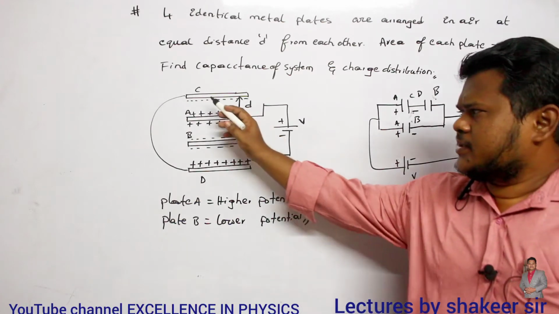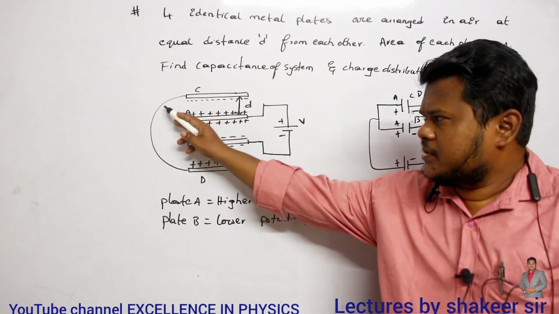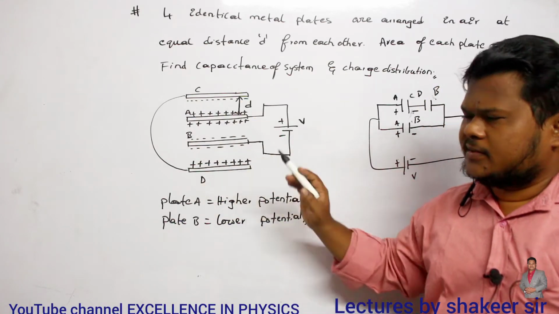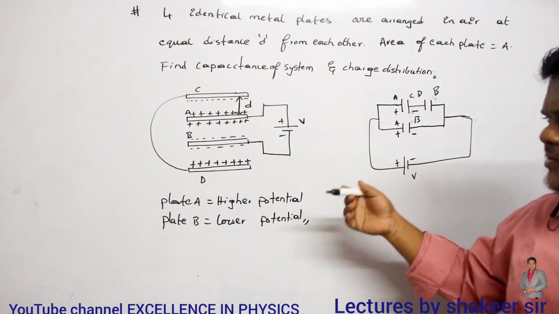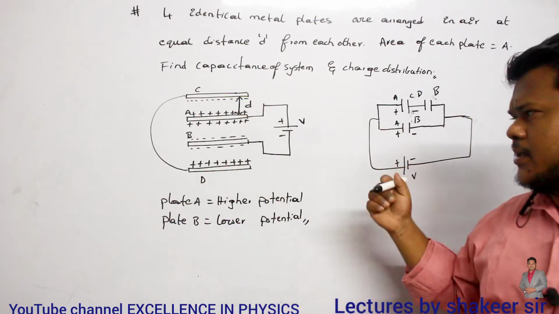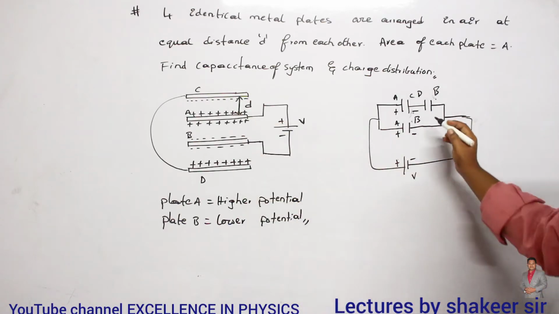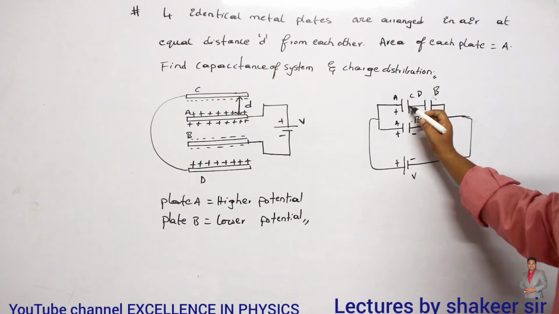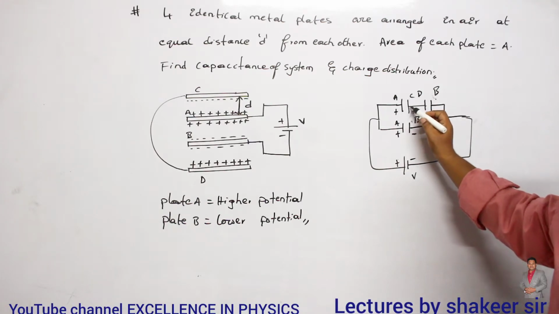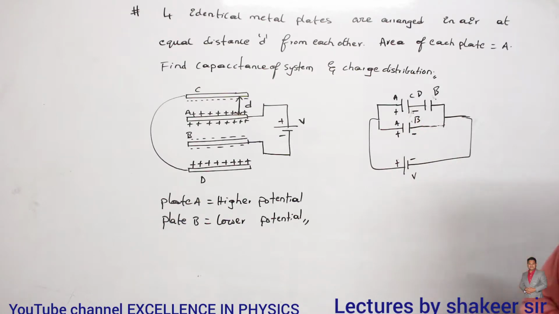Next, it is given that C and D are connected by a conducting wire. What is meant by that? It means plate C and plate D are present at the same potential. If two plates are connected by a conducting wire, they are at the same potential. To C, I can directly join plate D, because there is no component present between C and D. So definitely C and D must be at the same potential.